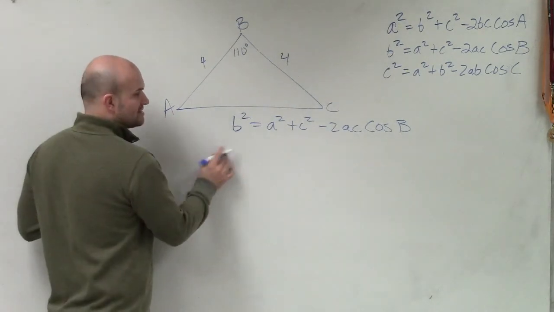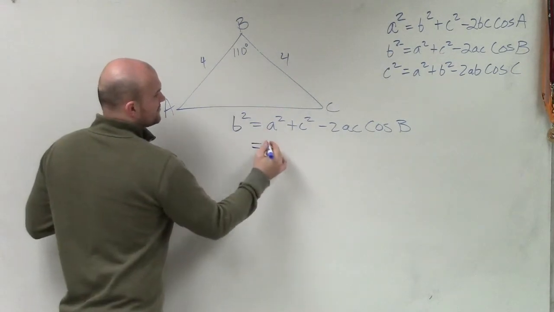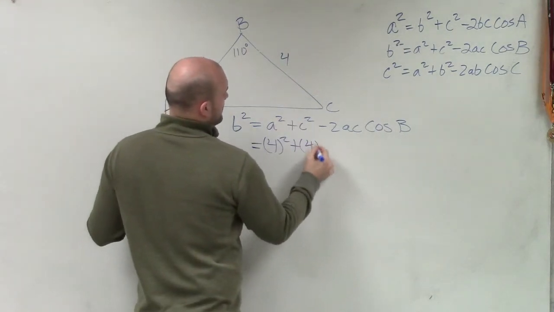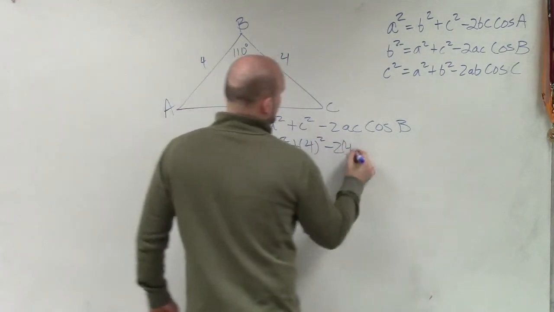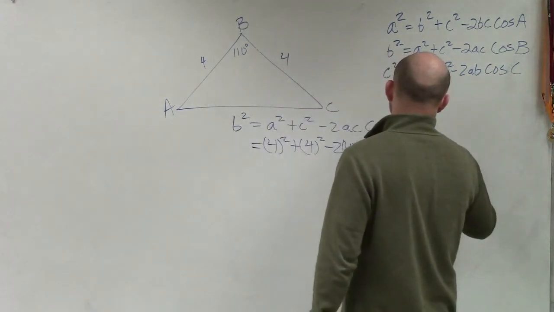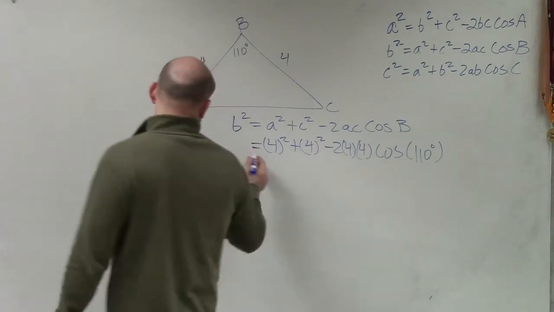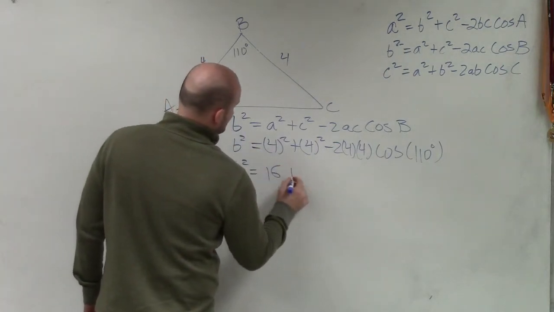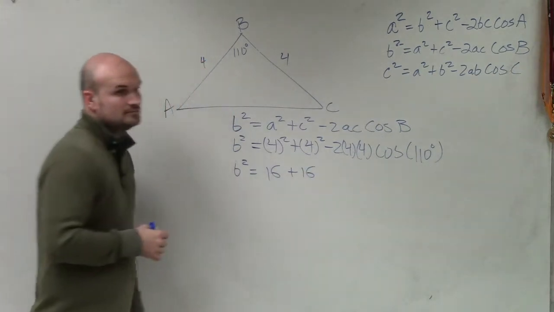We don't know what b is. A is 4, plus c is 4, minus 2 times 4 times 4 times the cosine of our angle B, which is 110 degrees. So therefore, we can say b squared equals 16 plus 16.